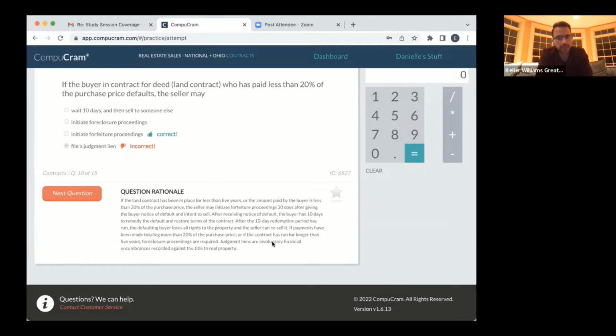Judgment liens are involuntary financial encumbrances recorded against the title to real property. You can take a quick shot at that, but pretty much the forfeiture proceedings are a quicker and faster way of getting the property back, and that's under 5 years or under 20%. If it's over 20% or over 5 years, you are going to do a foreclosure.